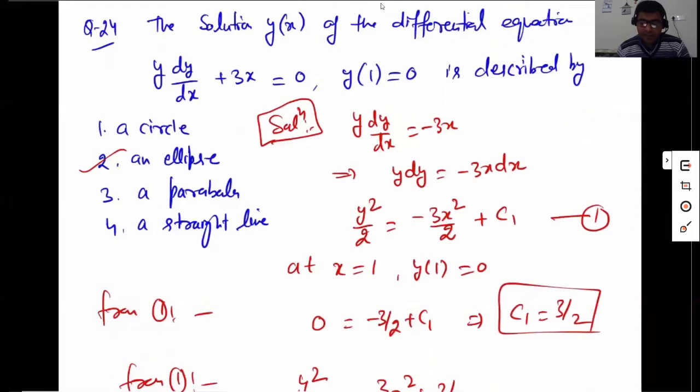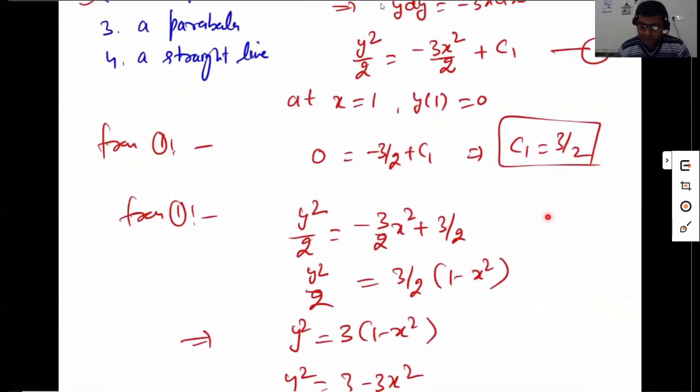Then the next question was the solution y(x) of the differential equation y dy by dx plus 3x equal to 0, with the initial condition y at x equal to 1 is 0, described by what? If we take the given differential equation y dy by dx equal to minus 3x, solve it by variable separable and integrate, we get a constant of integration which we can calculate with the help of the initial condition at x equal to 1. When we put x equal to 1, y equal to 0, we find that c1 is nothing but 3 by 2. We put this c1 back here, and this is the equation we get.